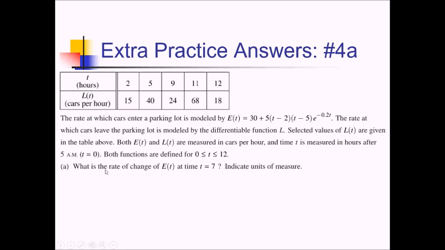So now the first thing they want us to do is find the rate of change of E of t at time 7 and then indicate units of measure. So basically we need to do just E prime of 7. And to do E prime of 7, since I've had E defined for me up here, I don't really need to tell you what E prime looks like algebraically. I mean, this would definitely be a huge pain to take the derivative of.